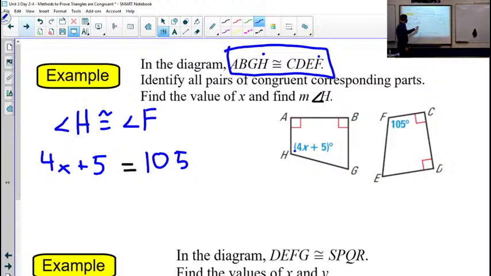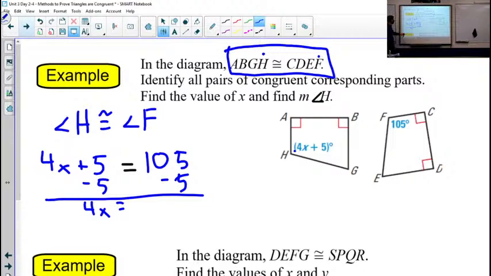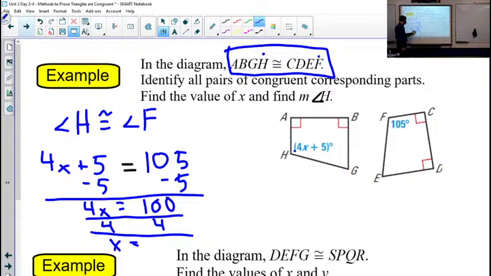So we have 4x plus 5 equals 105, so I'm going to subtract 5 from both sides. We have 4x here equaling 105 minus 5 is 100. It's been a while since we solved an equation. 4x is 4 times x, so I'm going to get rid of times by dividing by 4 on both sides. X equals 100 divided by 4 is going to be 25.